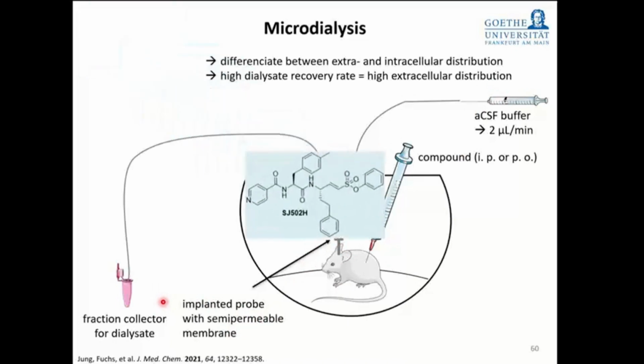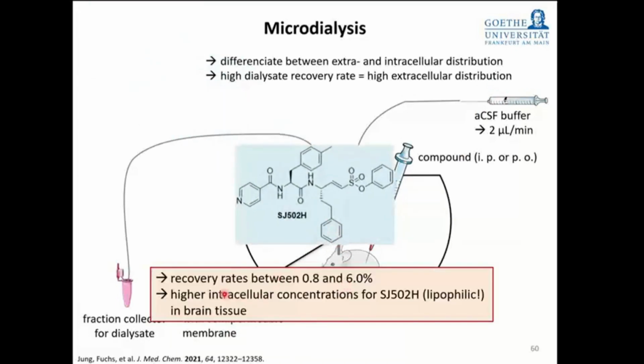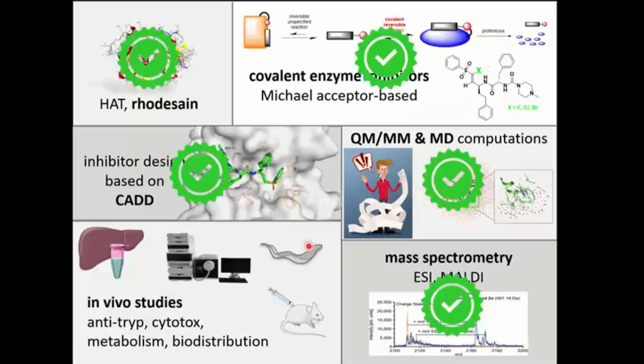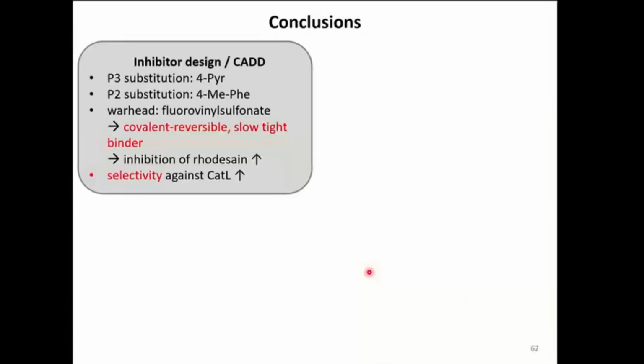The results showed that for SJ502H, we only had low recovery rates between 0.8 and 6%. So we figured out that it might have a higher intracellular concentration or distribution in the brain tissue than in the extracellular space. So yeah, that were all our topics for today's talk. And on the next slide, I will give a short conclusion of our major findings.